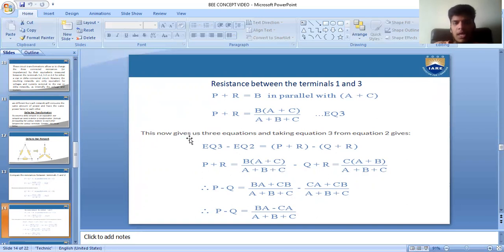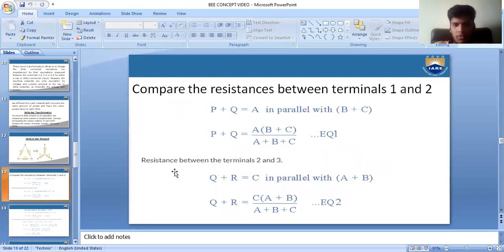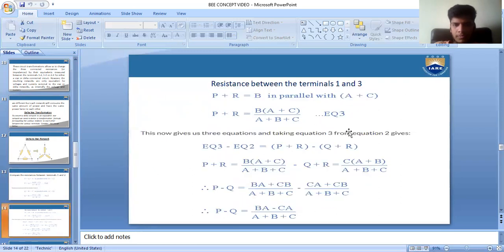Now, this gives us 3 equations. Taking equation 3 minus equation 2 is equal to P plus R minus Q plus R. We have taken P plus R, minus Q plus R, which is from equation 2. Now, P minus Q, we have to do B into A, that is BA plus BC, divided by A plus B plus C. Here also CA plus CB divided by A plus B plus C. Take A plus B plus C common. Sorry, do LCM. We will get A plus B plus C as common. Then BA minus C.